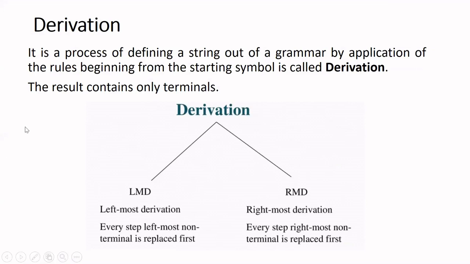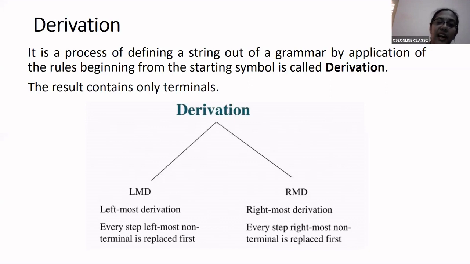So what exactly is derivation of the grammar? You are given a string and a grammar, and based upon the string, you are trying to apply the grammar and reduce step by step. This process is called derivation. The definition: it is a process of deriving a string out of a grammar by application of the rules beginning from the start symbol. Beginning from the start symbol, you apply the grammar symbol by symbol, and this is called the derivation.